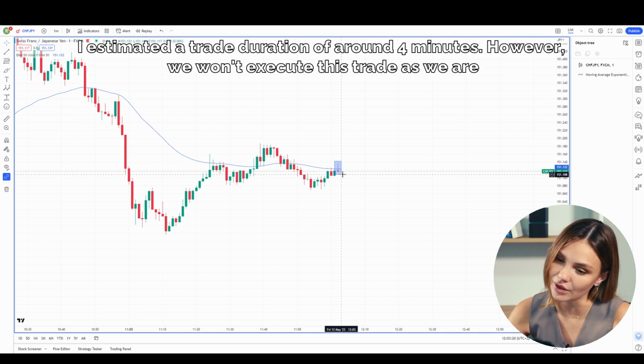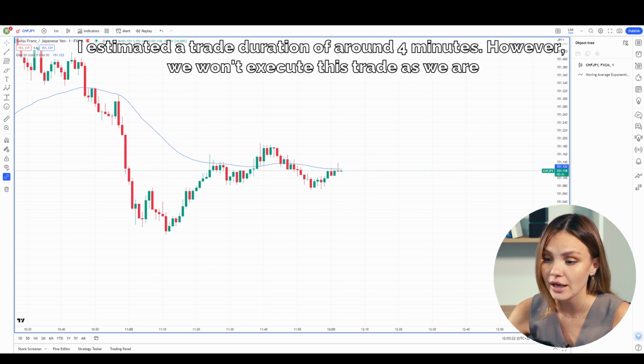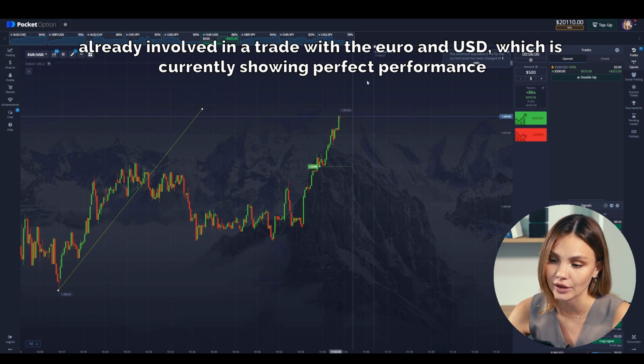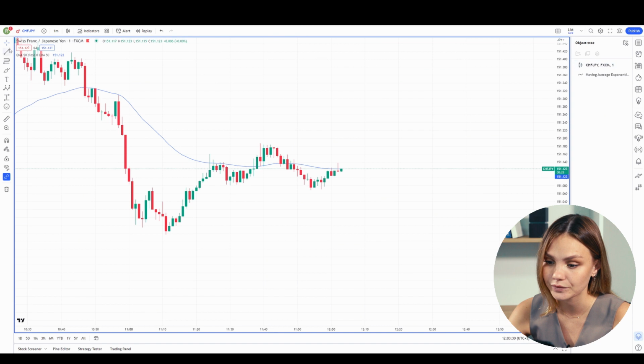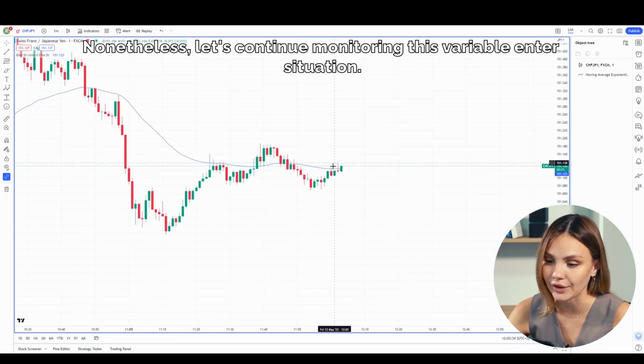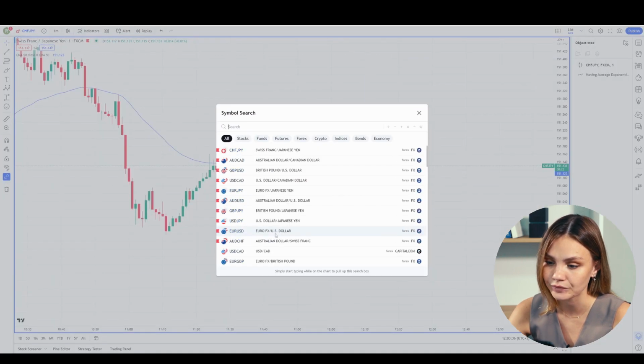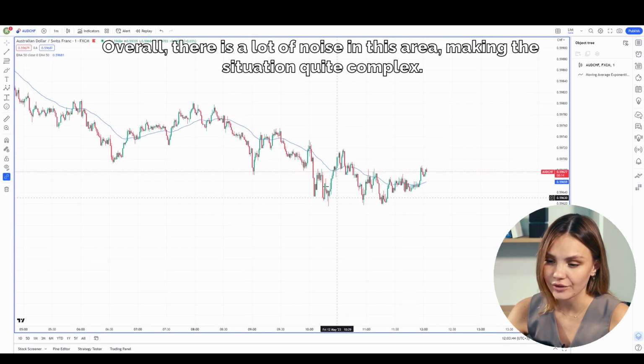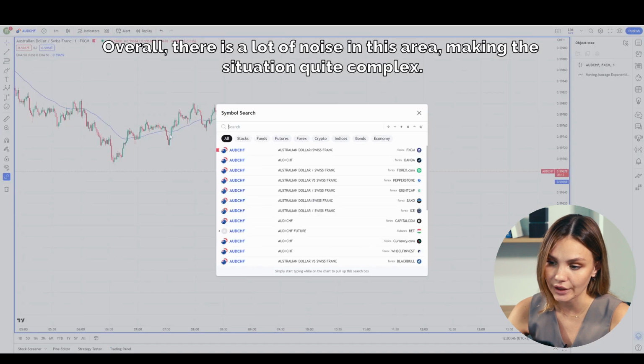I estimated a trade duration of around 4 minutes. However, we won't execute this trade as we're already involved in a trade with the Euro and USD, which is currently showing perfect performance. Nonetheless, let's continue monitoring this favorable entry situation. Overall, there is a lot of noise in this area, making the situation quite complex.